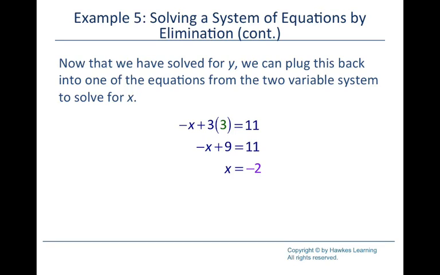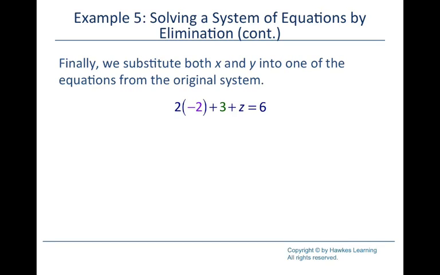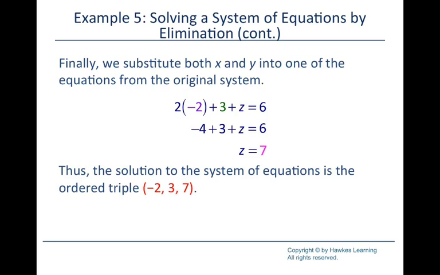Now we have a value for x and a value for y. We go back to one of our first equations and figure out what z is. And then you can check it in the other two if you need to. Check the negative 2, 3, and 7 to make sure it works for all three equations. And you write it as a point, an ordered triple, an x, a y, and a z.